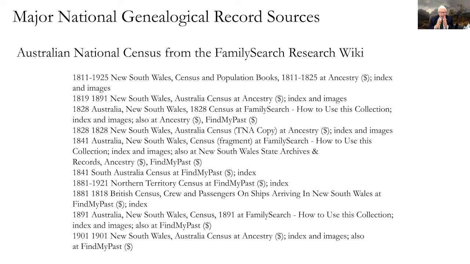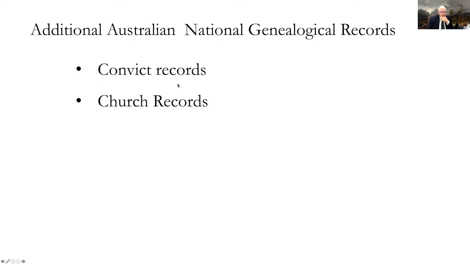So studying this is not as straightforward as simply going to the US Census and coming up with the census records that you need. You need to know specifically what records are available and what years in the various provinces. So here's some additional records. Obviously, you can go through convict records and you can look at church records.